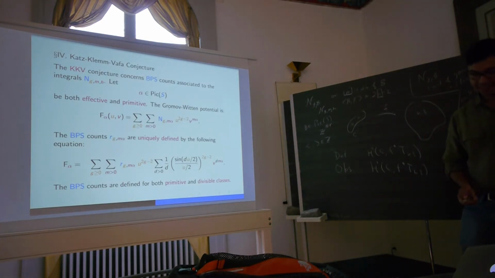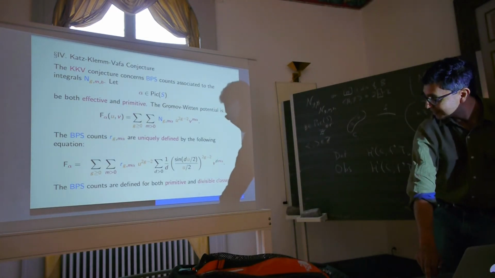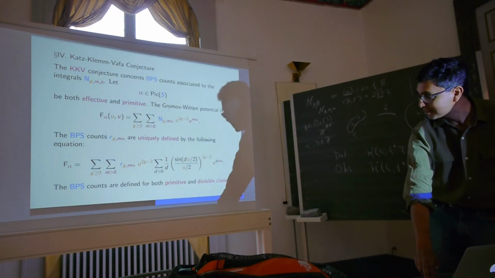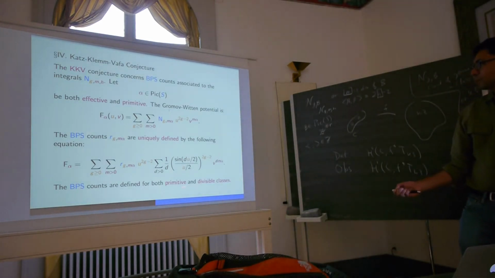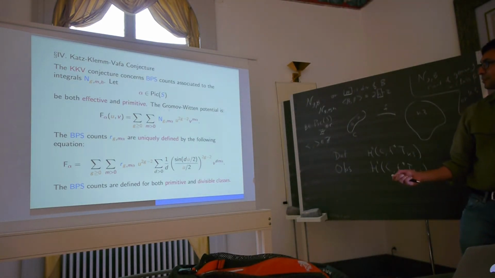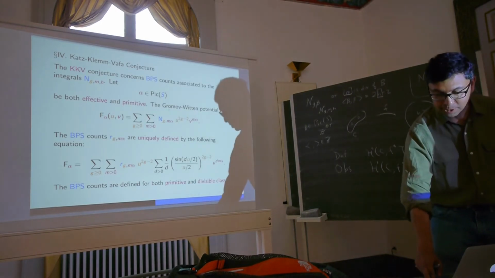There's an entire theory about why one should do this. And these guys are defined both for primitive and divisible classes. In terms of the actual data, it's the same data, but it's much better presented.